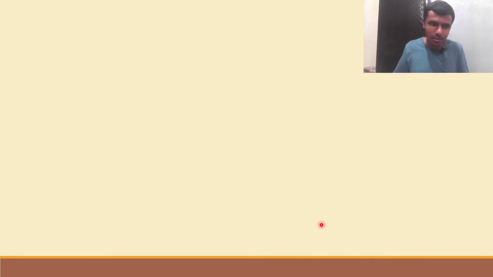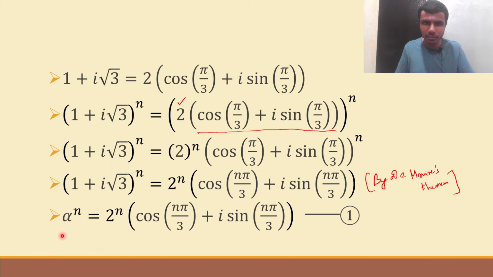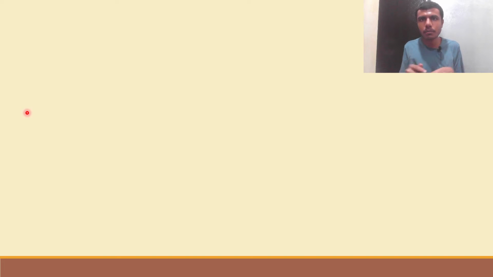Now let's come back. Okay, we found out the modulus. We found out alpha power, and now I need to go for beta power. See, I found out the modulus amplitude form of 1 plus i root 3. Now I'm going to find out the modulus amplitude form for 1 minus i root 3.